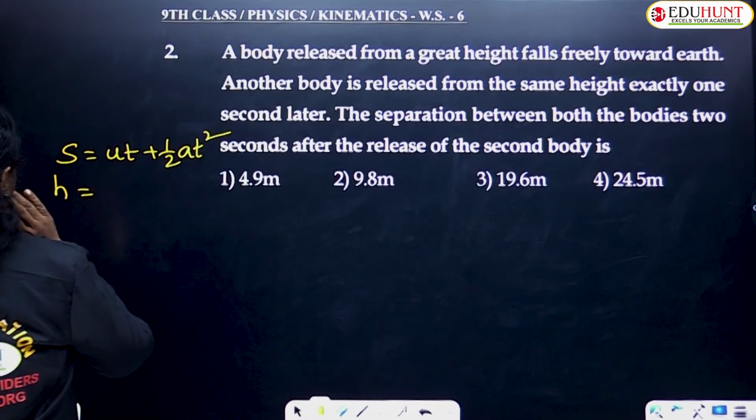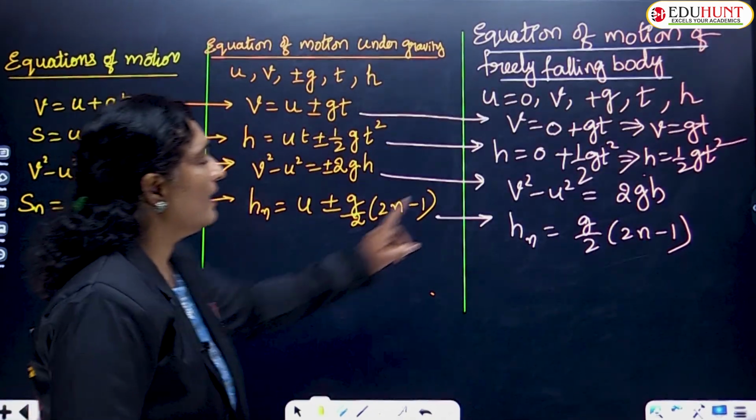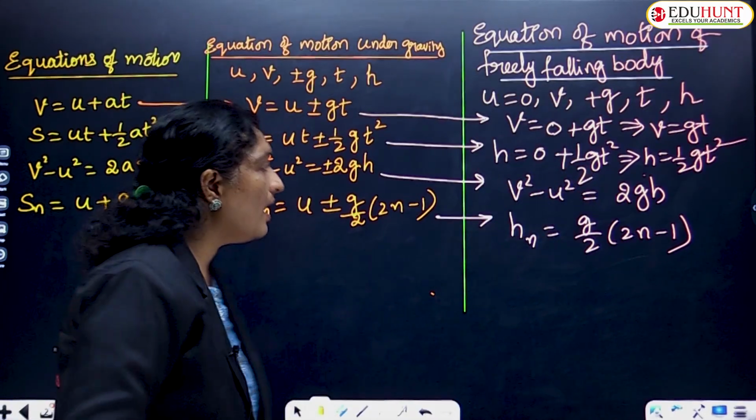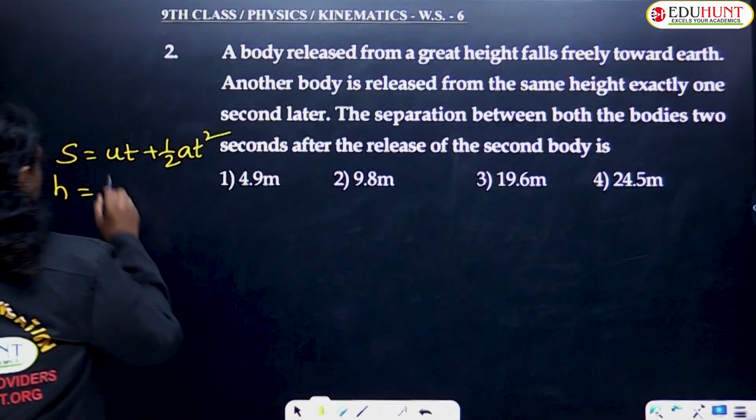So whenever this proportionality symbol occurs, like H proportional to T square with others constant, simply write it as a comparison, meaning H1 by H2 equals T1 square by T2 square. That's it. What is the value of H1?